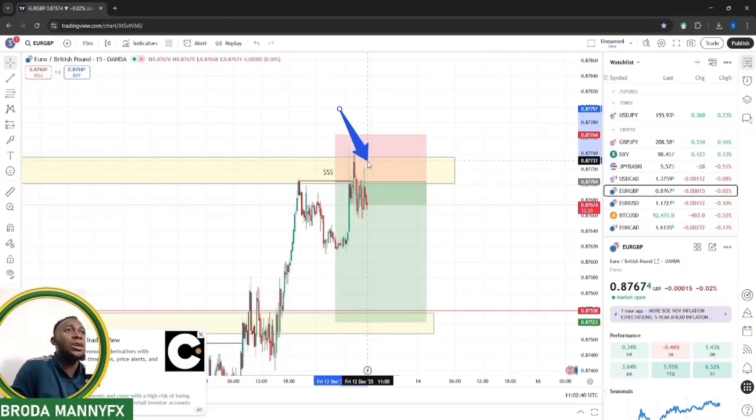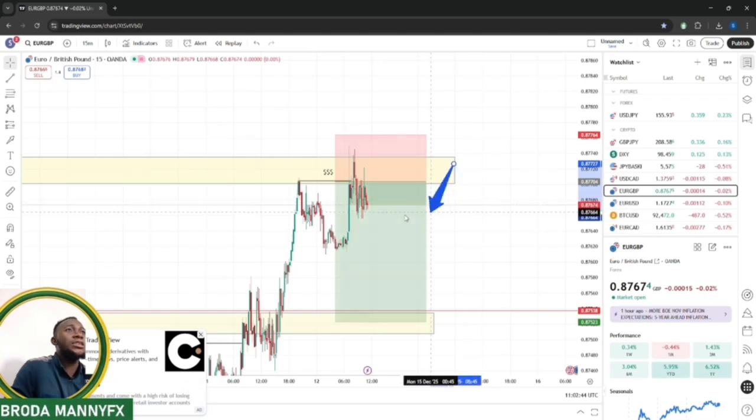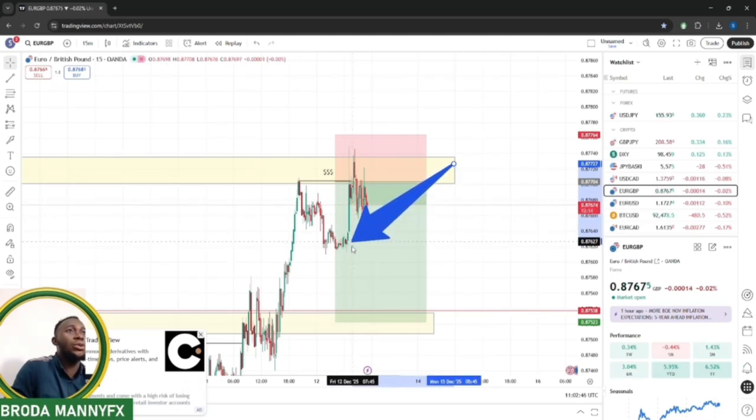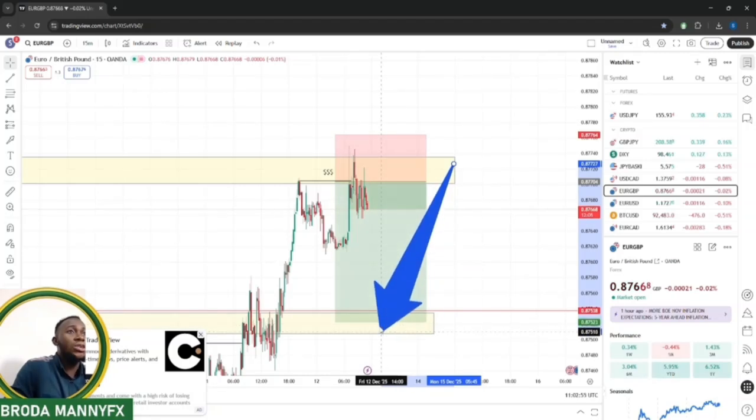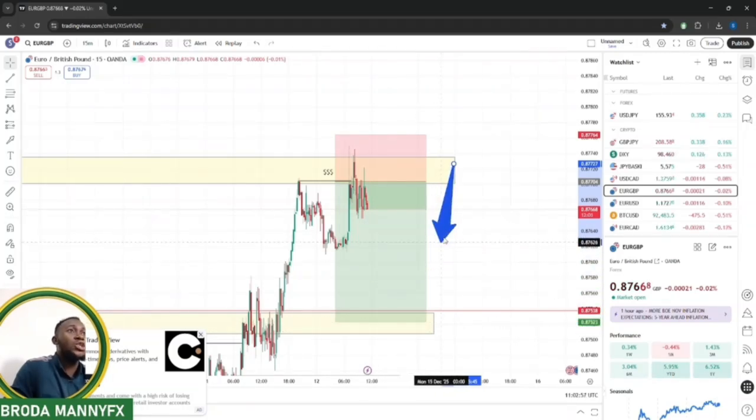Just keep holding this sell, but you can start taking your partials at this zone. You can start taking partials at this zone. When market comes to this minor demand zone, you can start taking partials and then break even. But generally, this market is going to sell down to this order block right here. So that is all we have on inducement liquidity.